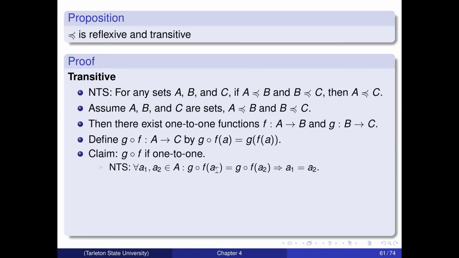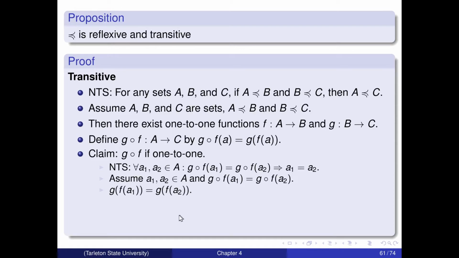In order to show that, we simply need to show that for any two elements of our domain A, if g compose f of a1 is equal to g compose f of a2, it follows that a1 is equal to a2. So let's just assume that we have two elements of our domain and that this statement holds. Well, if this statement holds, then by definition, what is g compose f? It's g of f, right? So by definition, that would mean that g of f of a1 is equal to g of f of a2.